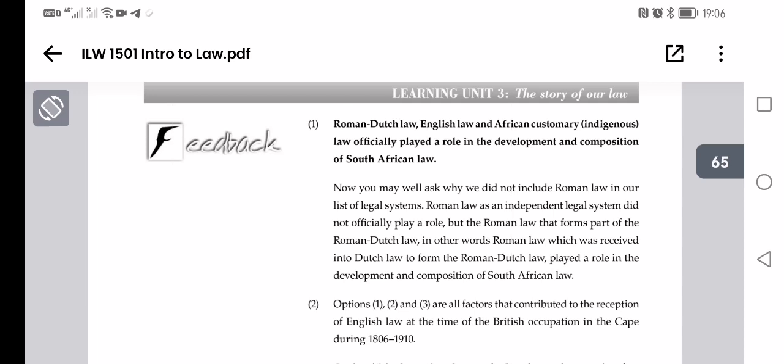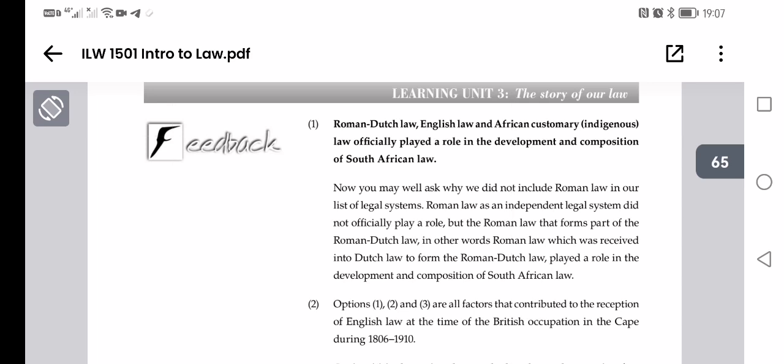Options 1, 2, and 3 are all factors that contributed to English law at the time of the British occupation in the Cape during 1806 to 1910. Option 4 is the option that you had to choose because it refers to English customary law, which was not a factor that influenced the Roman Dutch law. The influence of English law on Roman Dutch law mainly occurred through legislation and court decisions, and not customary law.